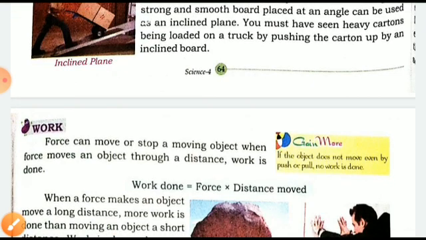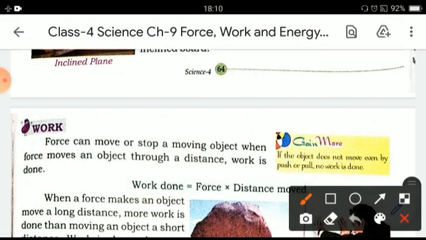Now next topic is work. We'll be reading this topic in our next video.